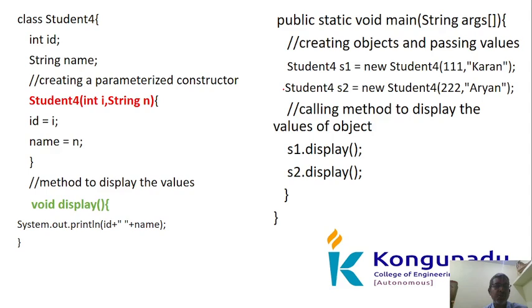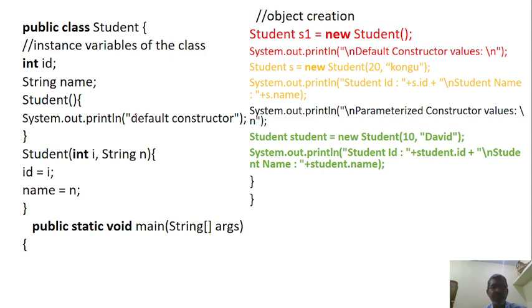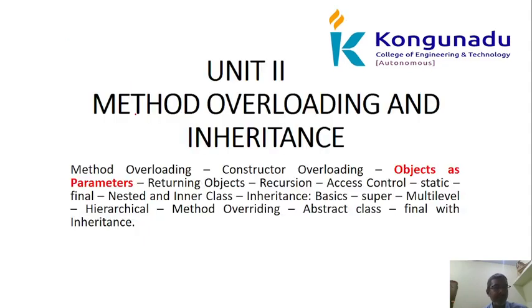So this is the second type of constructor. If you go to the next one, you will have two types of parameters for the constructor. This is a parameterized constructor. Whenever you take this as homework and do this program on your own, you will get the output like this.